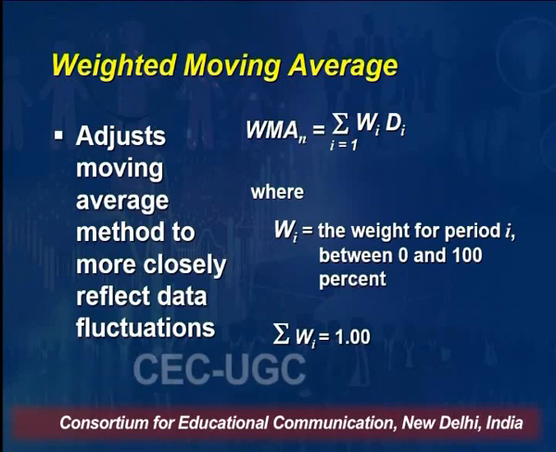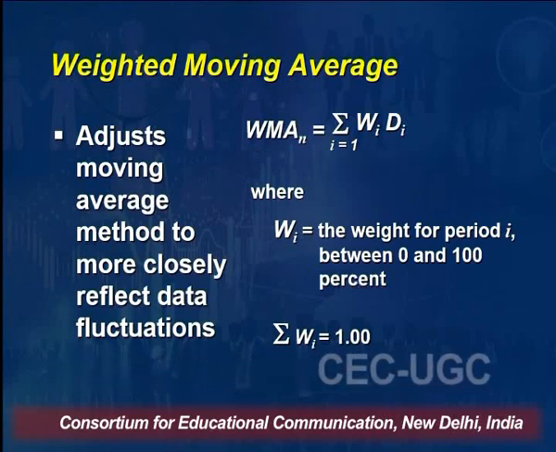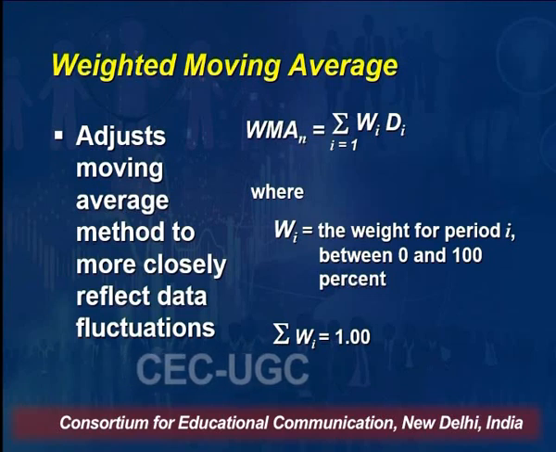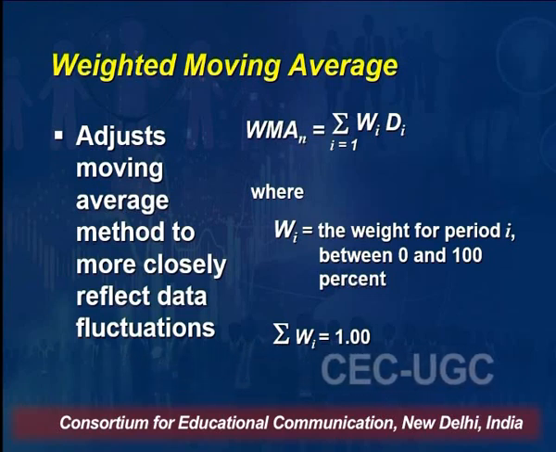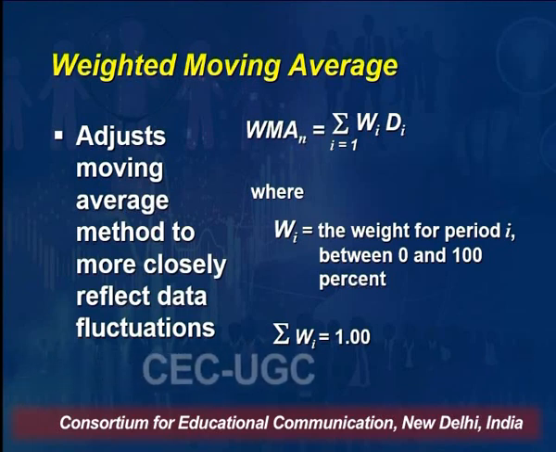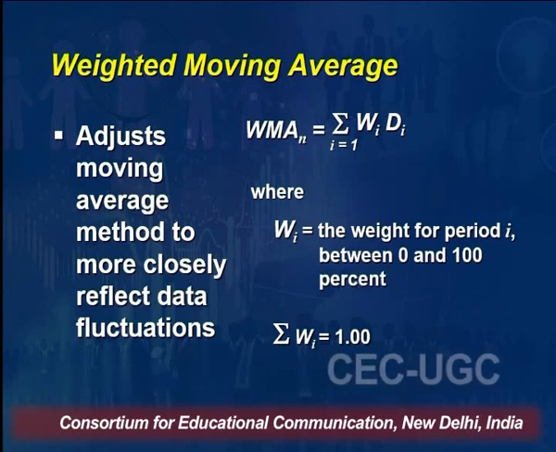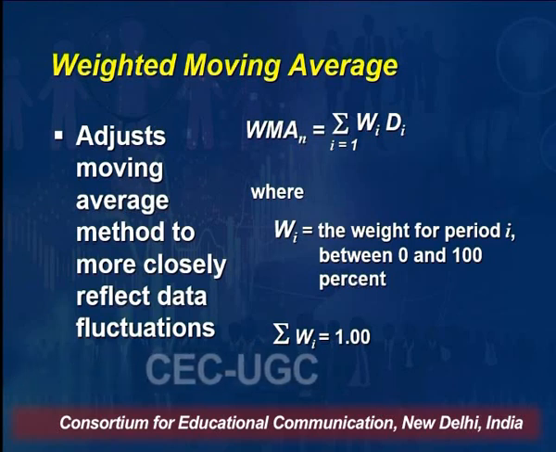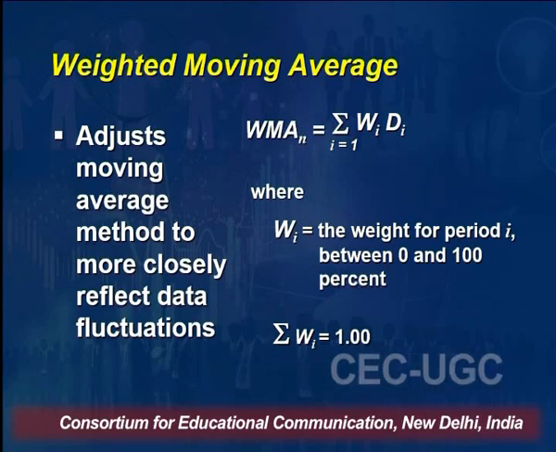So here we use a formula: WMA, that is weighted moving average, is equal to summation, that is sigma, Wi Di, where Wi is the weight or weightage for period i. It can be between 0% to 100%, or in other words we take the total weightage as 1, and Di is the demand for that particular period. So what we are doing is giving a weightage to that particular month.